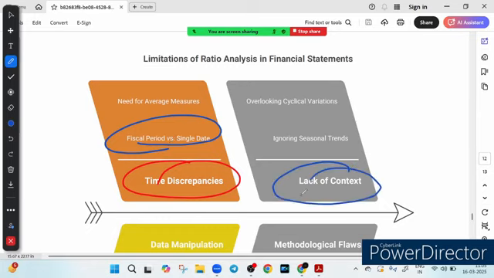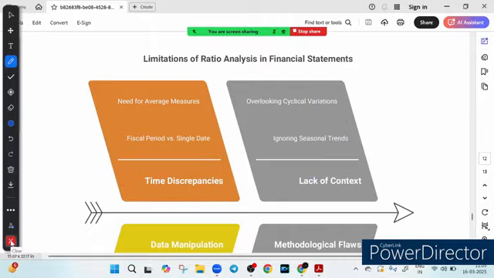The second limitation is the lack of context, overlooking cyclical variation. Business ups and downs are not always captured in ratios. A booming quarter does not mean long-term success. We also ignore the seasonal trend. What does it mean? A retailer earns more during the festive season, you know it very well. So ratios might not account for such kind of trend. This is what ratio analysis ignores.